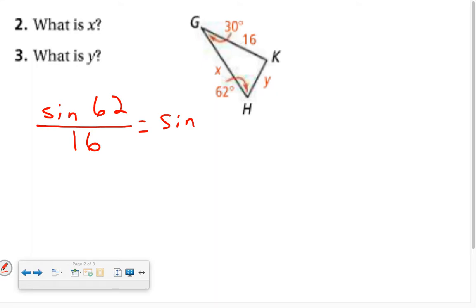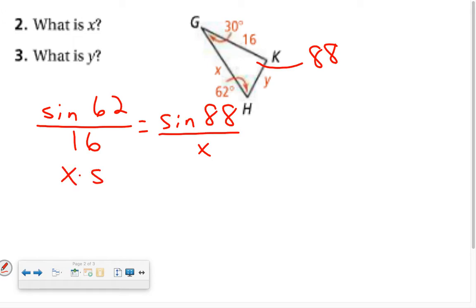But if you remember anything from geometry, I would hope that you'd remember that the three angles of a triangle add up to 180. So 30 plus 62 is 92, and when I subtract that from 180, I find that this angle is 88. So the sine of 88 over x. And then it's just a proportion, so cross multiply to solve it.